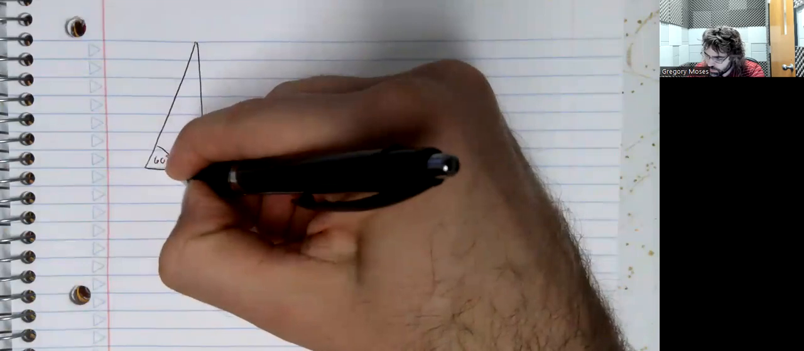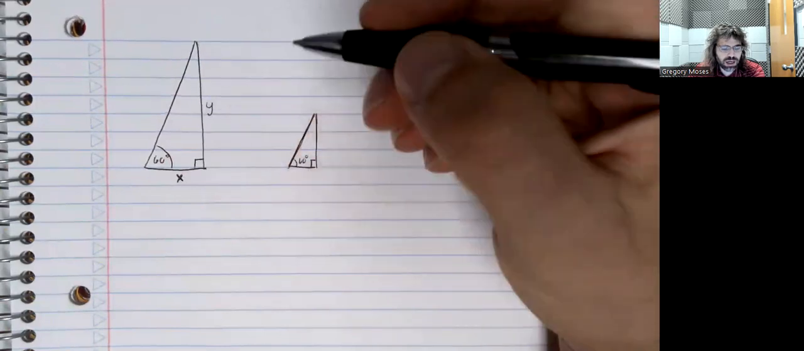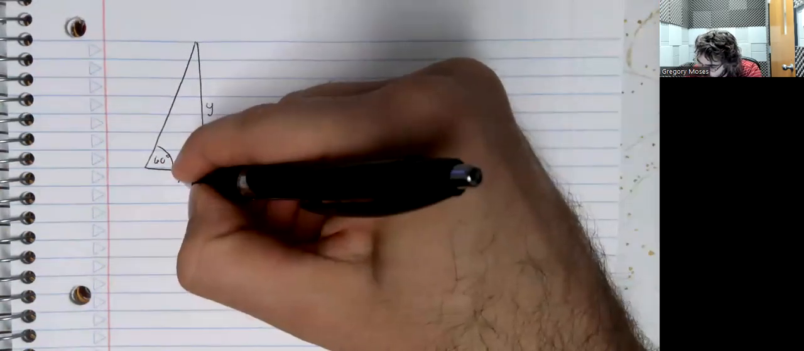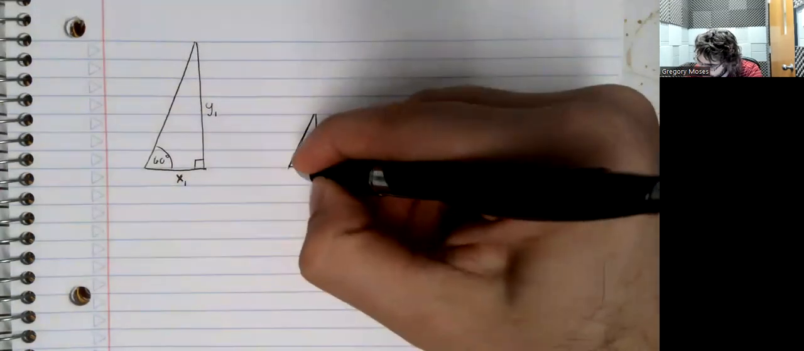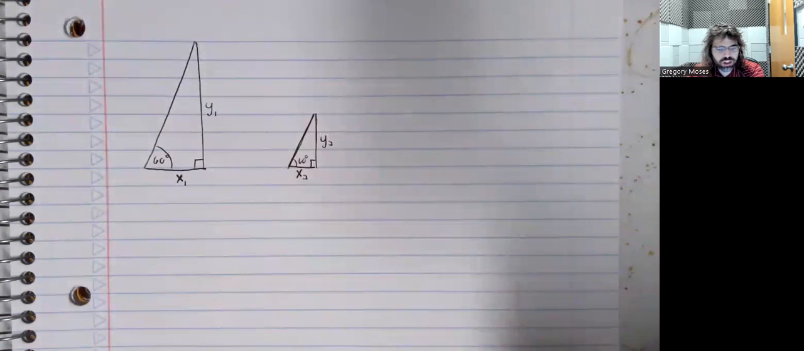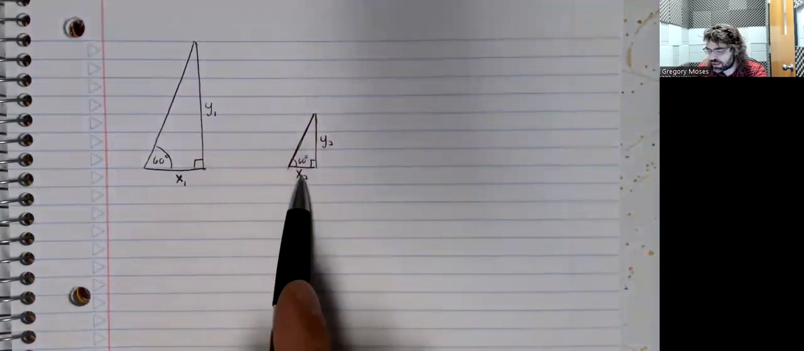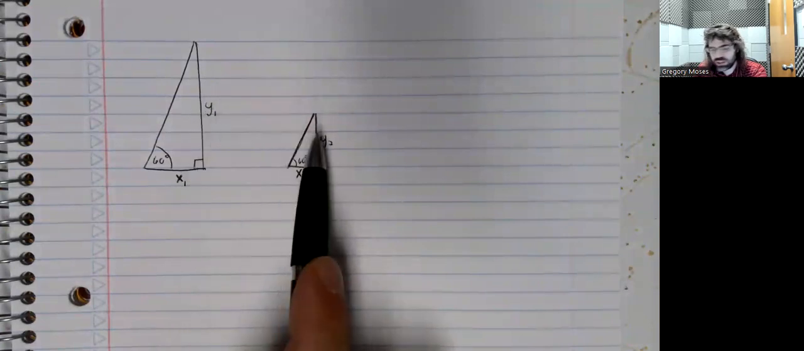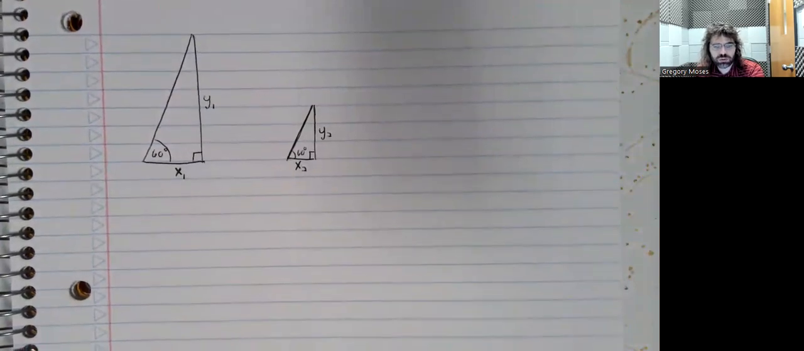And we can look at this side x and this side y. Let's give these subscripts. Let's call this x sub 1 and y sub 1. And we can look at these two sides. Let's call them x sub 2 and y sub 2. And clearly from the picture, x sub 1 is bigger than x sub 2. Y sub 1 is bigger than y sub 2. But the ratios between these sides are all the same.